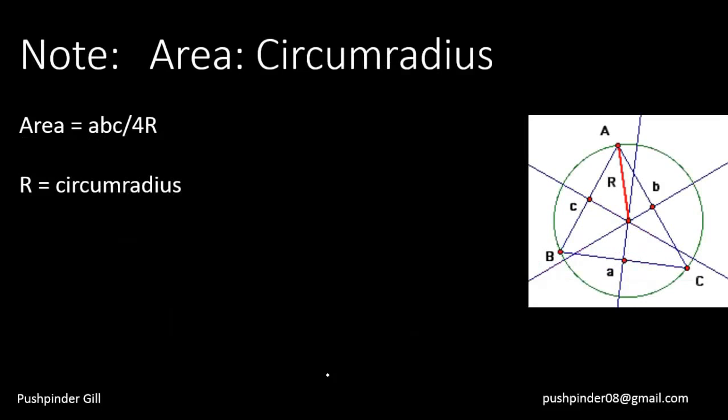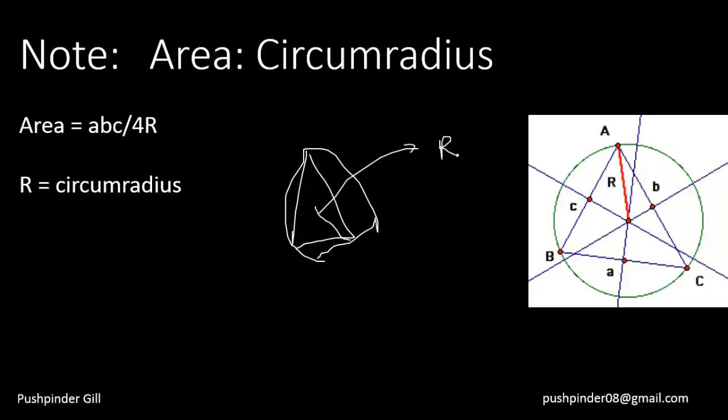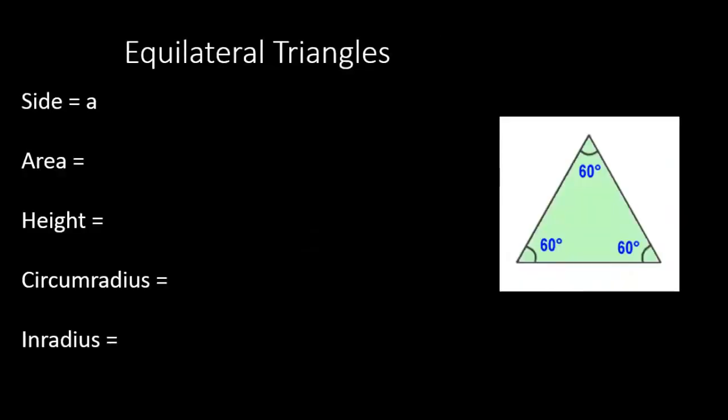Then if you draw a circle outside the triangle in such a way that it touches all its vertices once, then the radius of that circle would be known as the circumradius. So the area of the triangle would be the product of all the sides of the triangle divided by 4 times the circumradius. So the area of the whole triangle would be the product of all sides divided by 4 times the circumradius. Very important property you got to know, especially in the GMAT.